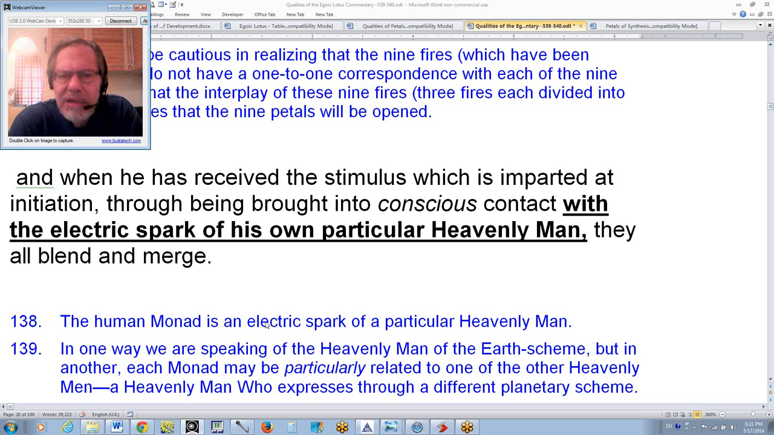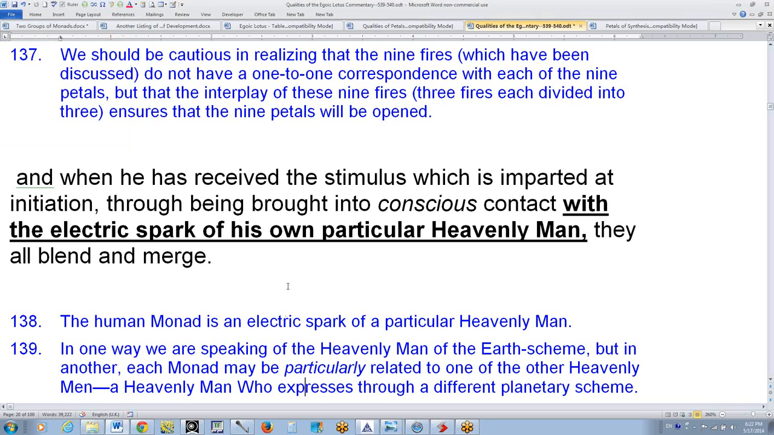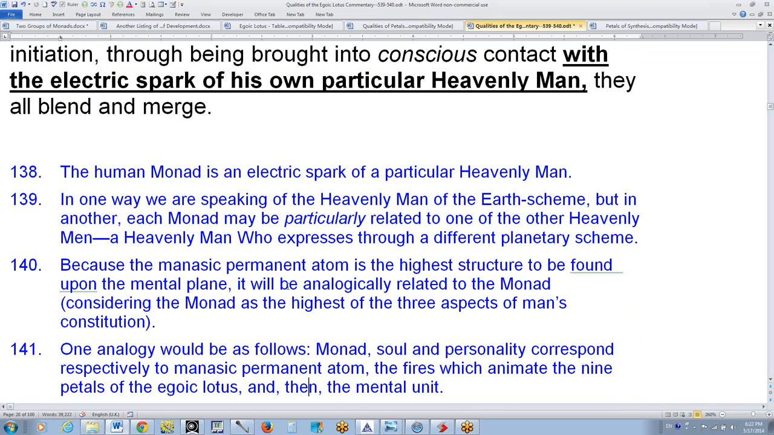So the human monad is an electric spark of a particular heavenly man, and not necessarily the heavenly man of Earth. After all, it all really comes from the sun. So at first it seems that we are speaking of the heavenly man of the Earth scheme, but in another way, each monad may be particularly related to one of the other heavenly men, a heavenly man who expresses through a different planetary scheme.